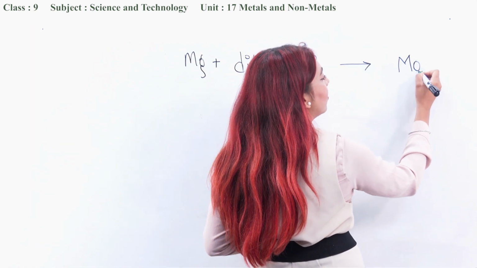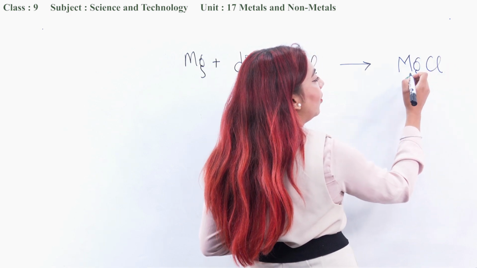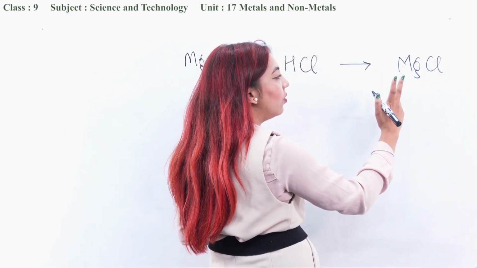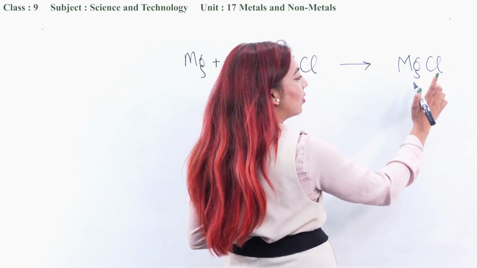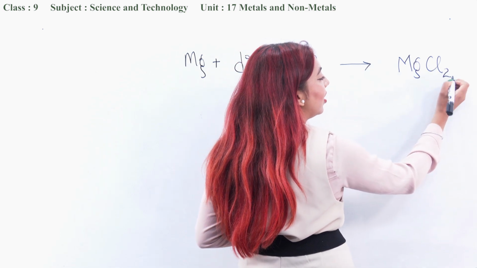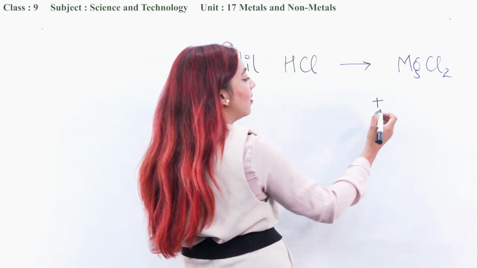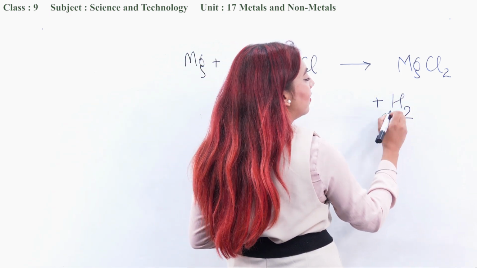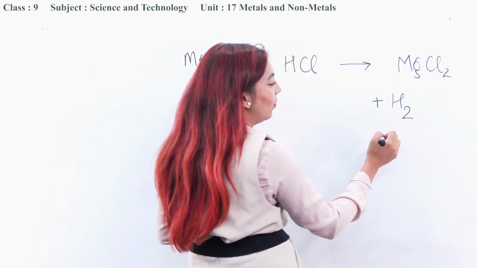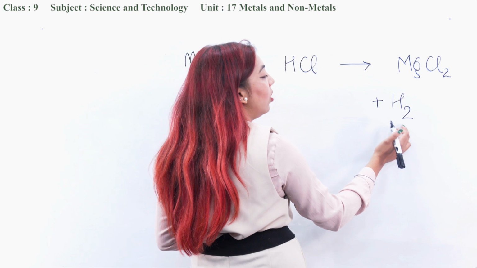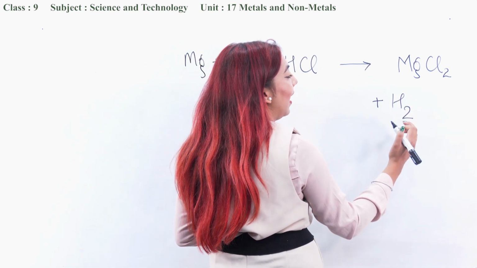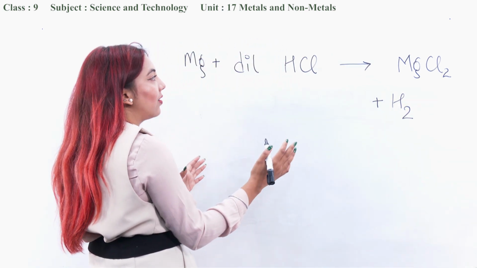So it forms MgCl. Now the valency of magnesium is 2 and the valency of chlorine is 1. So after valency exchange, MgCl2 plus what does it give? It gives us hydrogen gas. Since hydrogen is diatomic, it stays in a molecular form, so we have to write H2. Now this is the reaction that occurs.